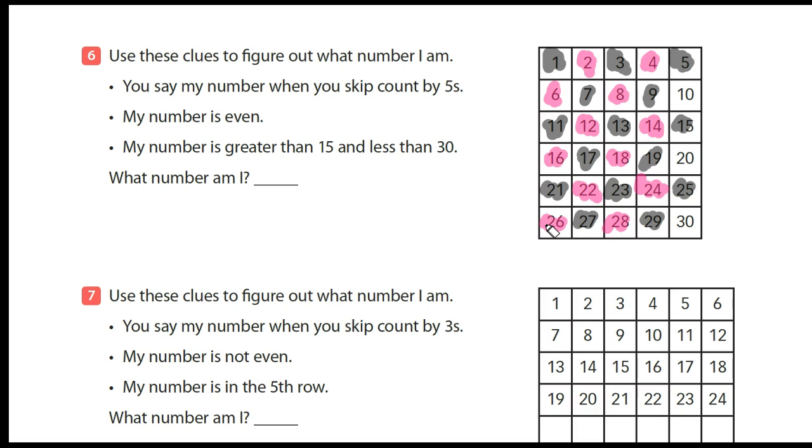See, it says that my number is greater than 15, but less than 30. Okay, so is 10 greater? 10 is less than 30, but is it greater than 15? No, I can cross that one out. Is 20 greater than 15? Yes. Is it less than 30? Oh, so what number am I? 20. My answer is 20, because 20 is greater than 15, but less than 30.